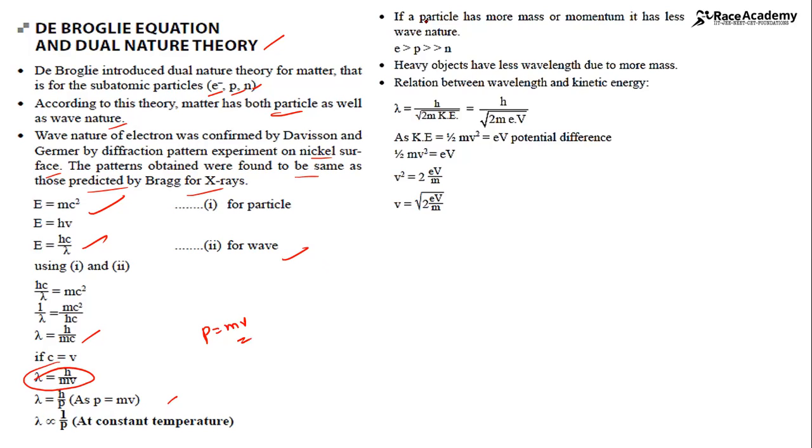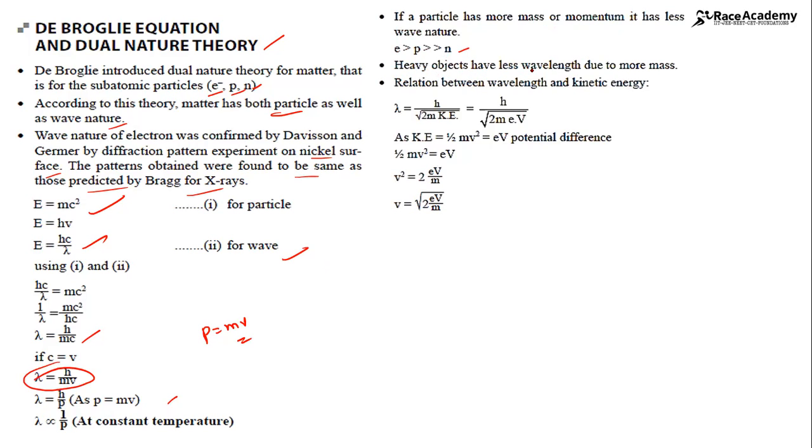So if the particle has more mass and momentum, it has less wave nature. The electron, proton, neutron is there. So neutron is heavier than proton, proton is heavier than electron. So electron can behave like a wave or particle.